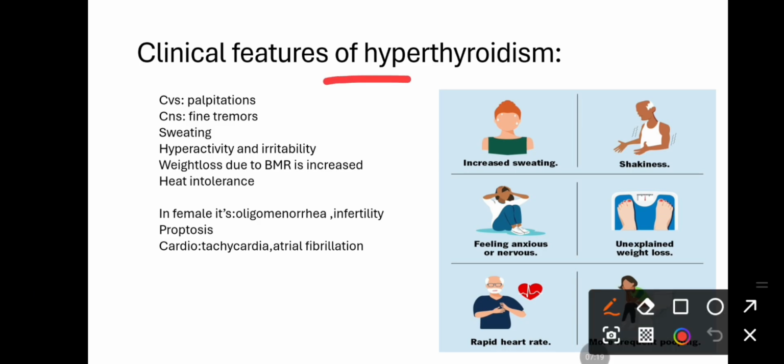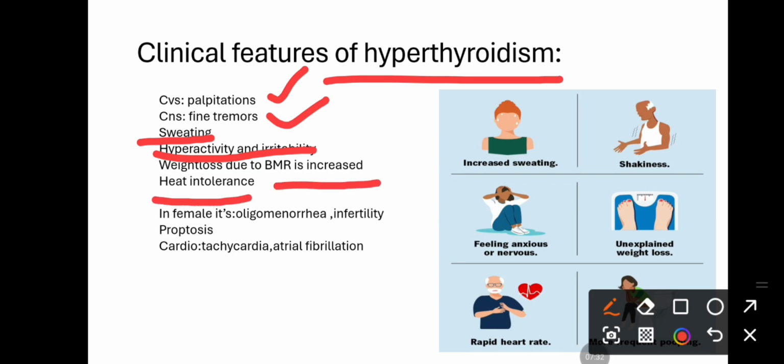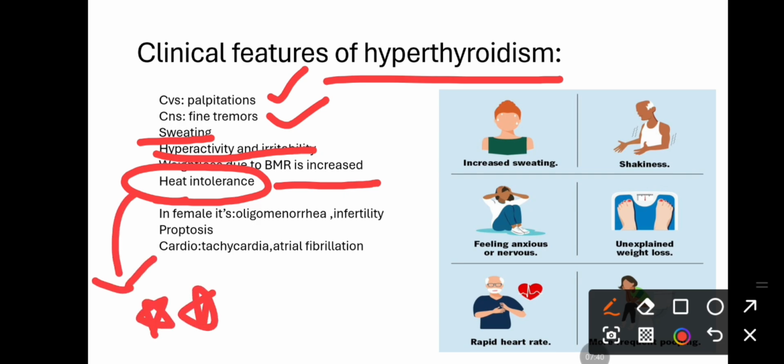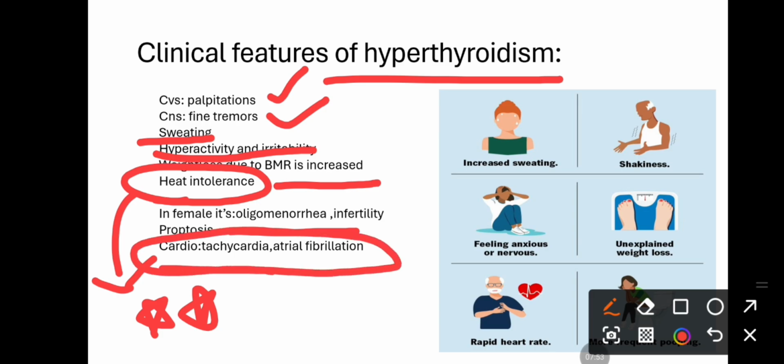And the clinical features of hyperthyroidism: there will be palpitations, CNS and fine tremors, and there will be sweating, hyperactivity and irritability. And there will be weight loss due to BMR being increased, and there will be heat intolerance in primary hyperthyroidism. Remember that the important clinical feature we have to write in the theory exams is heat intolerance. And for the female, it's oligomenorrhea, infertility, proptosis. And for the cardio, there will be tachycardia, that is raised heart rate, and atrial fibrillation.